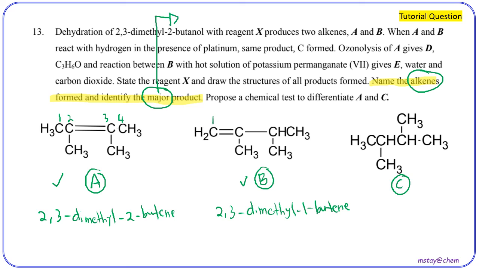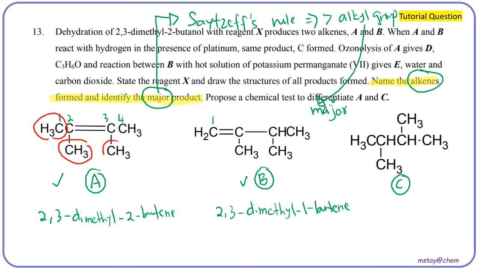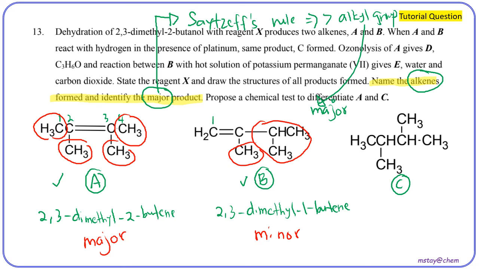After that we need to identify the major product. To know the major product, we have to follow the Saytzeff rule. The one with more alkyl groups at the double bond will be the major product. So now let's identify the alkyl groups. At the carbon-carbon double bond of A, we have 1, 2, 3, and 4, while for alkene B, we have 1 and 2. So that's why A is the major product and B is the minor product.